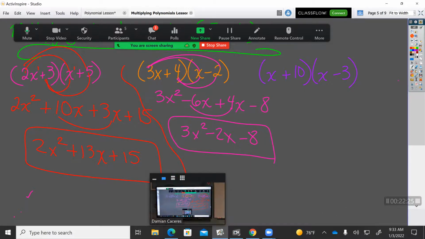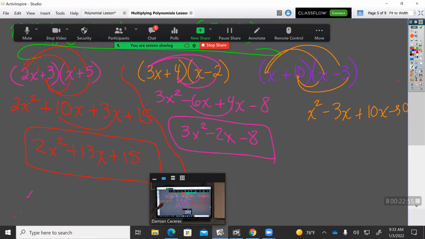Now the last example before I let you try a couple on your own is the purple one over here. X times x, x to the second power, x squared. X times negative 3, negative 3x. Now we distribute the 10 to the two numbers. 10 times x, 10x, and 10 times negative 3, negative 30.